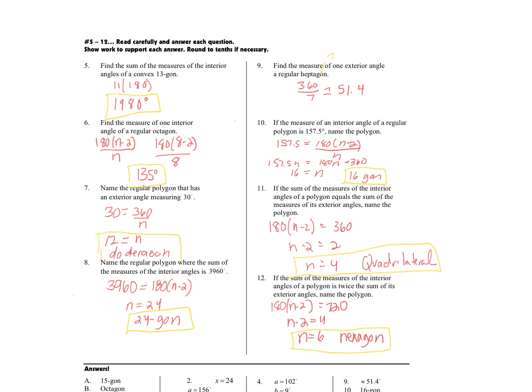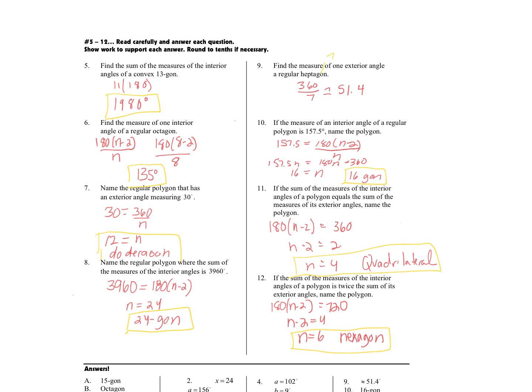Find the sum of the measures of the interior angles of a convex 13-gon. So n minus 2 gives me an 11 times 180, which is 1,980 degrees. Find the interior measure of one angle of a regular octagon. So 180 times n minus 2 divided by n is going to give us 135 degrees. Name the regular polygon that has an exterior measure of 30 degrees. So 360 divided by n, that gives us 12, which is a dodecagon.